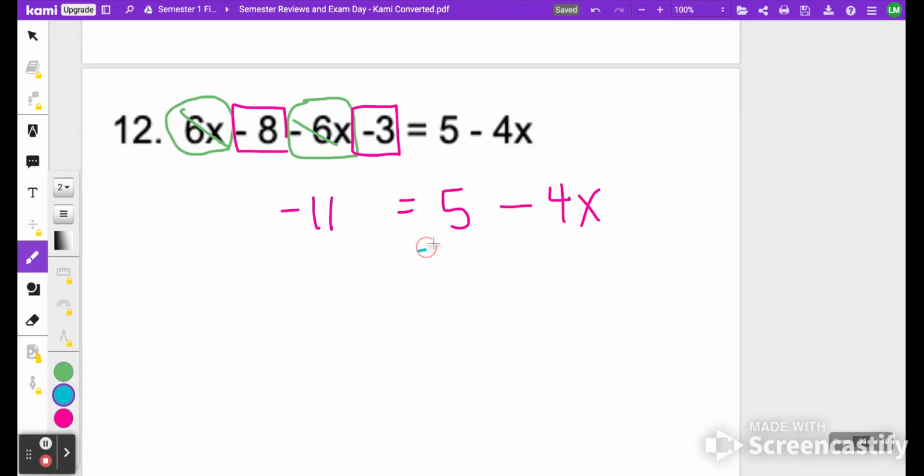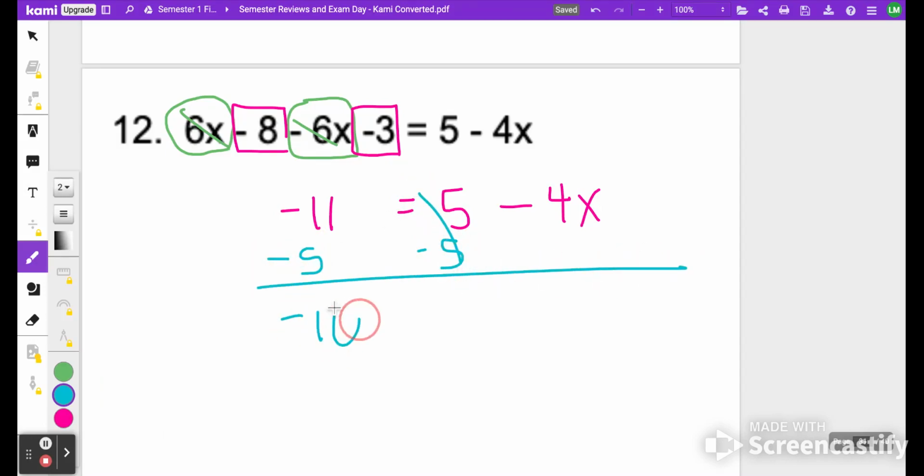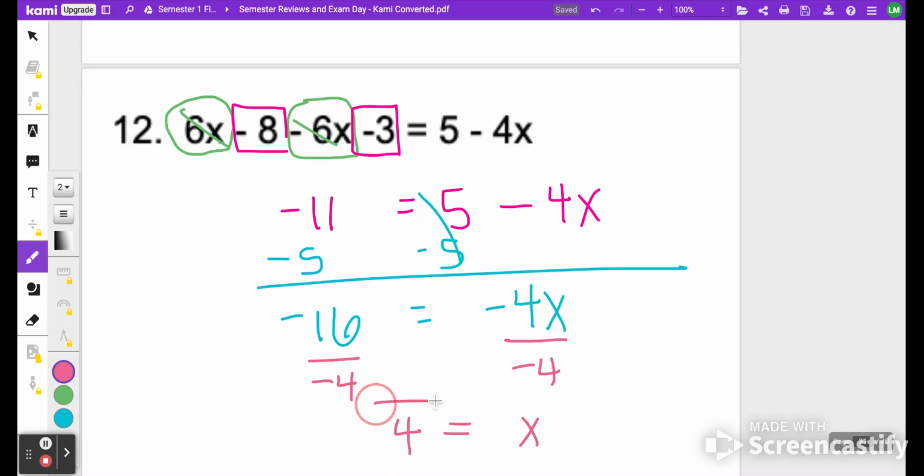Next up, move the 5 over, minus 5 from both sides. This is going to create a negative 16 is equal to negative 4x. And then my final step is just divide both sides by negative 4. X will be equal to a positive 4.